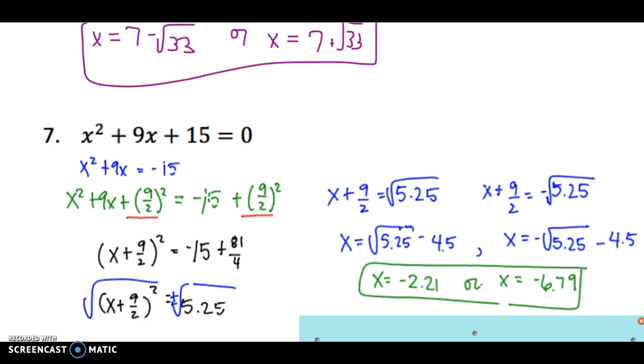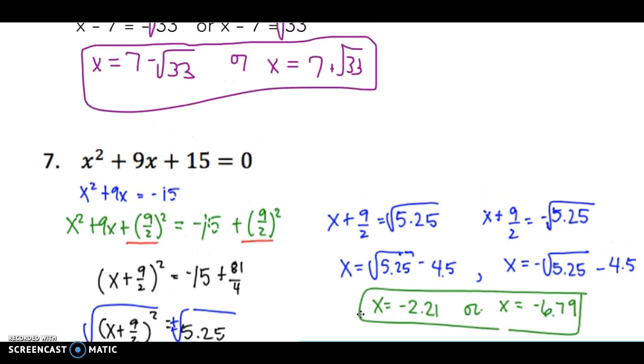Do not be afraid if your answer comes out to be a decimal. You can plug these numbers into your original equation in your calculator and make sure it comes out to equal 0. And that's the way you can check yourself.